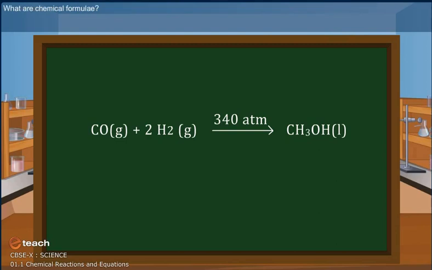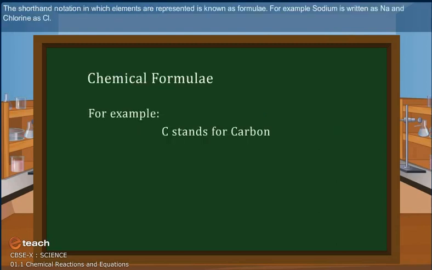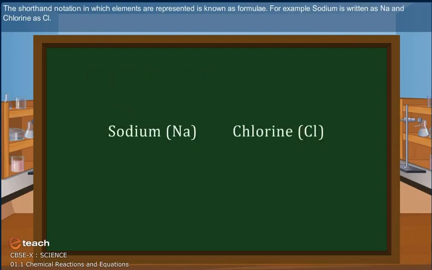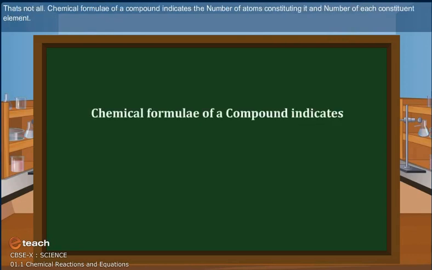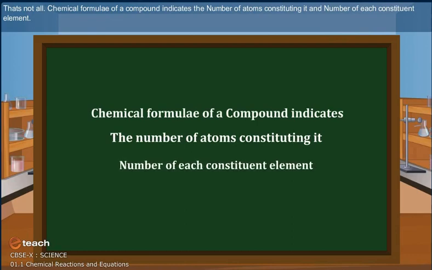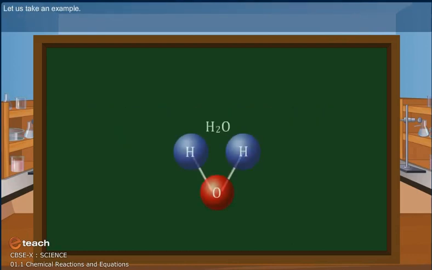What are chemical formulae? The shorthand notation in which elements are represented is called formulae. For example, sodium is written as Na and chlorine as Cl. That's not all. The chemical formula of a compound indicates the number of atoms constituting it and the number of each constituent element. Let us take an example.